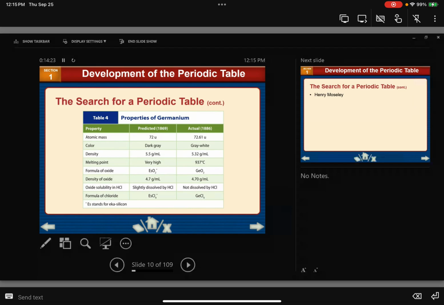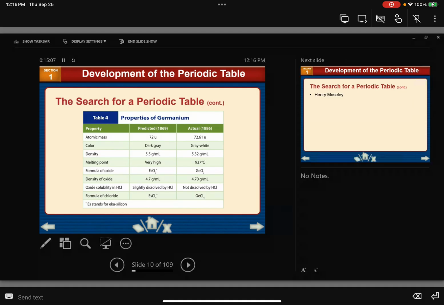He predicted it would be dark gray. It was more of a gray-white, so it was still gray, just a little bit off on the color. Density 5.5, when in actuality it was 5.32 grams per milliliter. Said it would have a very high melting point. Didn't give it a specific temperature, but 937 degrees Celsius is a very high temperature. The formula for oxide, he predicted correctly, that one element of Eka silicon would combine with two atoms of oxygen, and so germanium oxide is one germanium atom and two oxygen atoms.